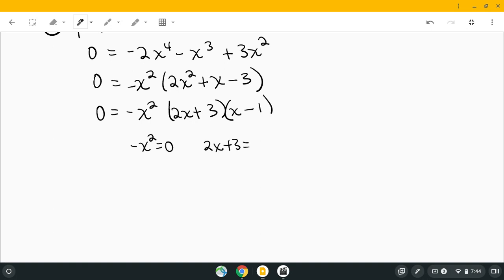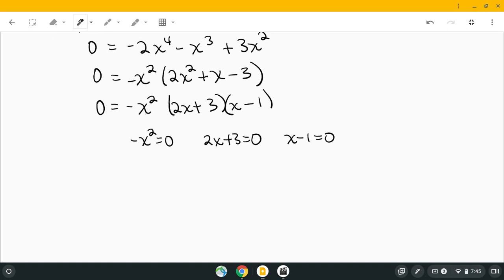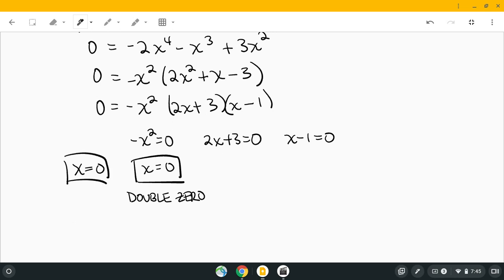So we have negative x squared equals 0, 2x plus 3 equals 0, x minus 1 equals 0. All right, so here x equals 0. Now, this one over here is special. We call this one a double zero because x equals 0 happens twice. I just don't write it twice. It's like x equals 0, x equals 0. I don't have to write it twice because I know that it'll land in the same spot.